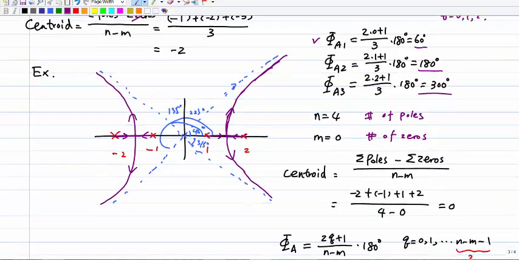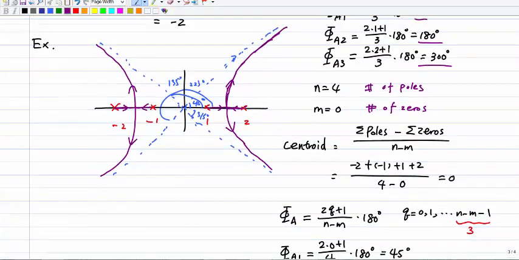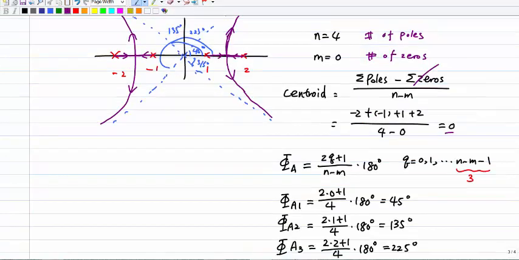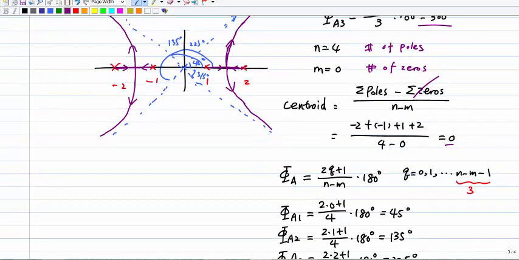Okay, so the centroid, I just computed. The centroid is the sum of poles minus the sum of zeros, divided by the number of poles minus the number of zeros. They don't have zeros, so that part is 0. The sum of poles is just the sum of them together. Because the sum is 0, like -2 plus -1 plus 1 plus 2, divided by 4 minus 0, is 0. The centroid is 0.